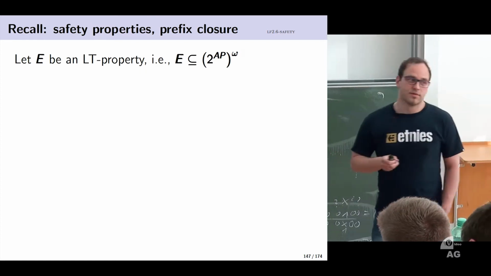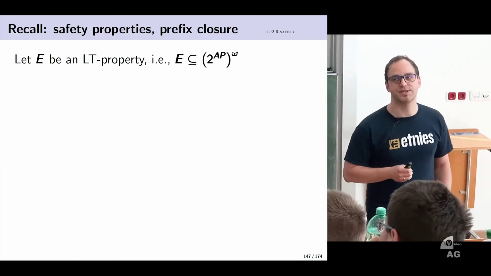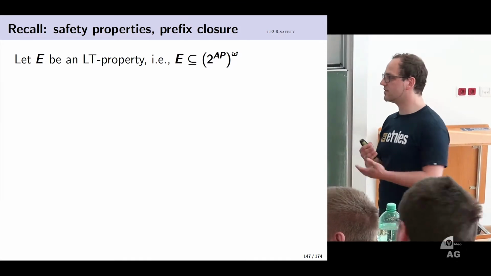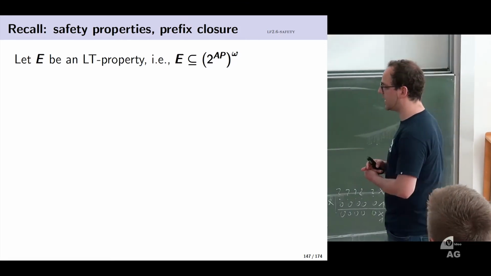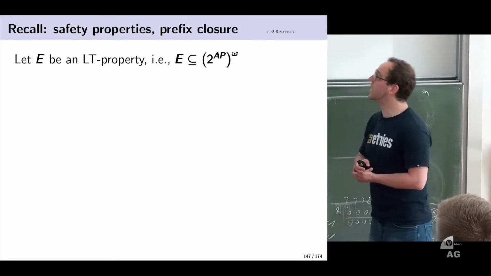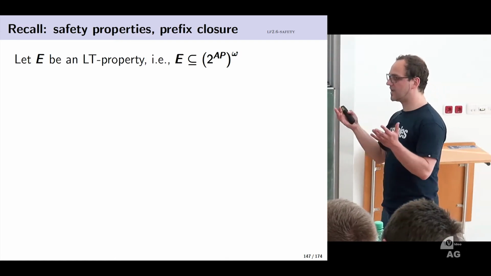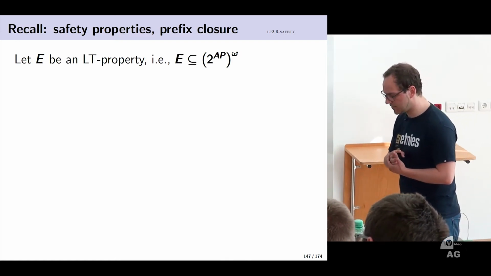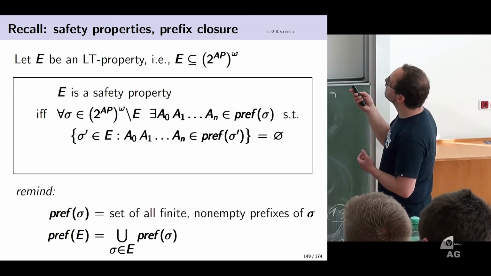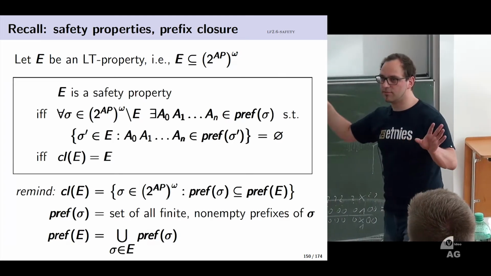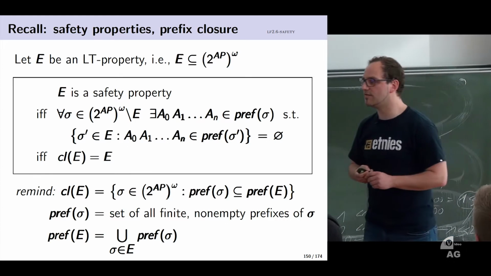And now we will show an important result about safety properties and liveness properties, how they relate to each other, and how they categorize the set of linear time properties in total. So recall, it looks very technical, but it's just what we had in the first part of the lecture.